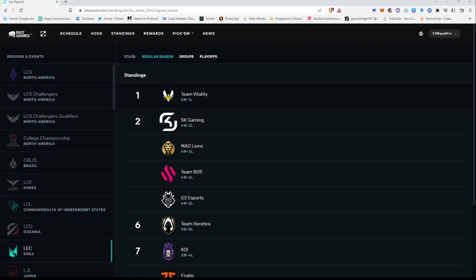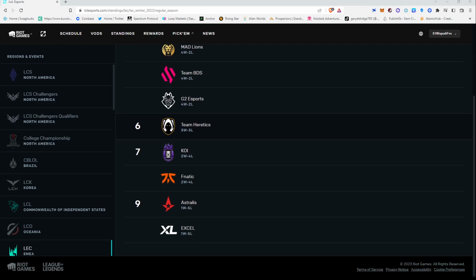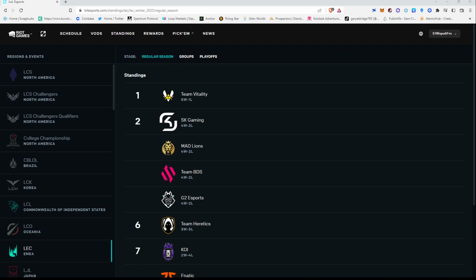Now, here's the standings if that's all you're interested in. Vitality is the lead 5-1 team. 4-2 sees KOI Gaming, Mad Lions, Team BDS, and G2 Esports. Team Heretics is the only 3-3 team. Koi and Fnatic are 2-4, and Astralis and Excel are 1-5.